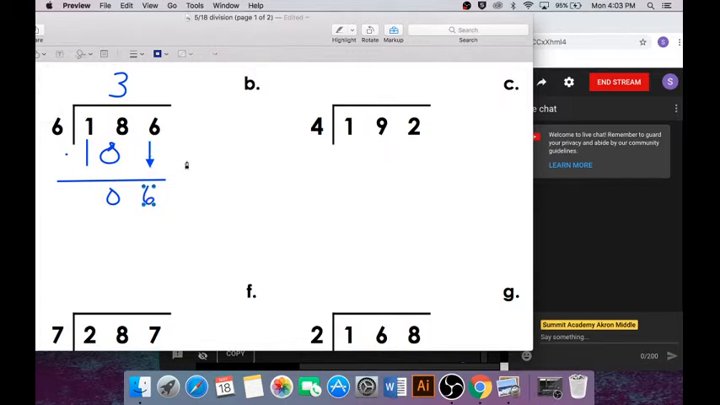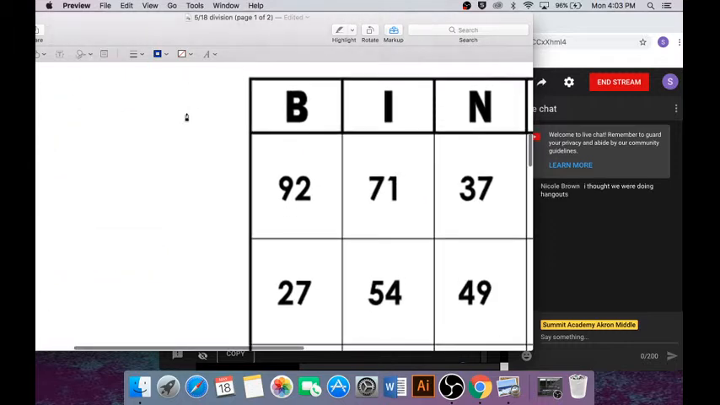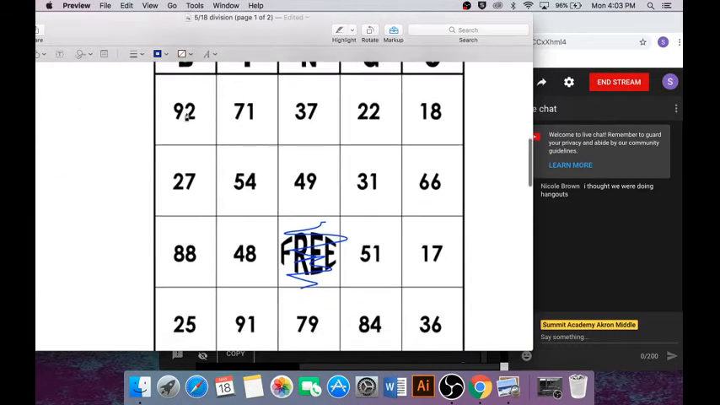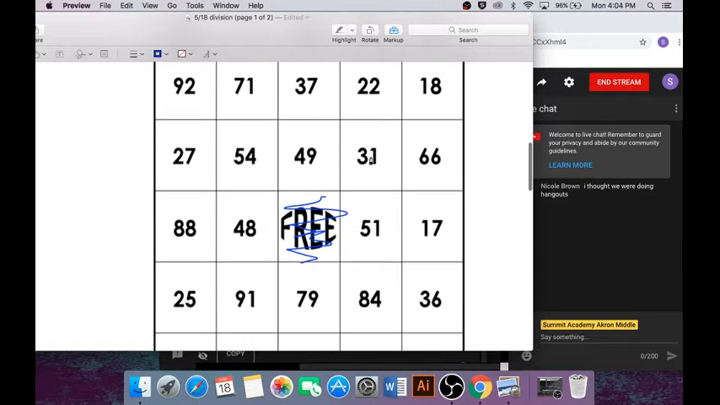Now we need to see how many times 6 goes into 6 without going over. That's going to be 1. 1 times 6 is 6. We're going to subtract 6 from 6, and that gives us 0. So the first number we need to find on our bingo card is going to be 31. So 31 is right here.